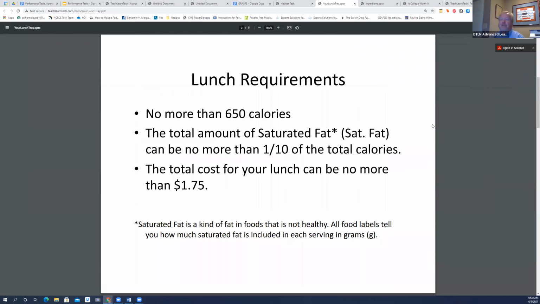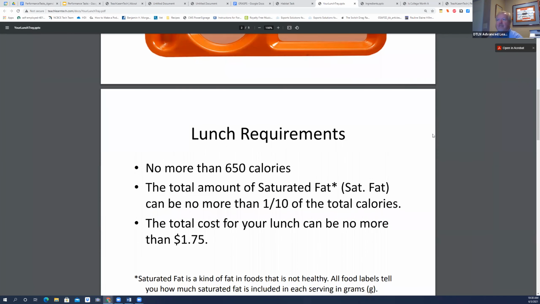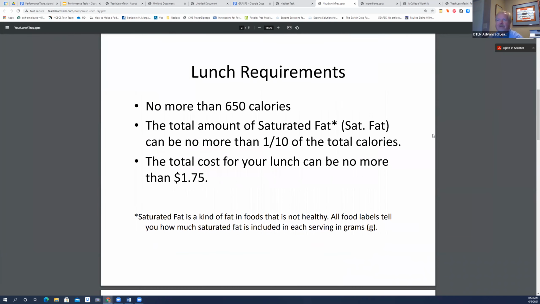There we go. So this was the whole task, really. They had to create a sandwich. The lunch could be no more than 650 calories. Saturated fat was the fraction part, because in the 5th grade they understand fractions and had to demonstrate a mastery of fractions. And the decimal part was the cost. And so they had to create something to convince the principal.